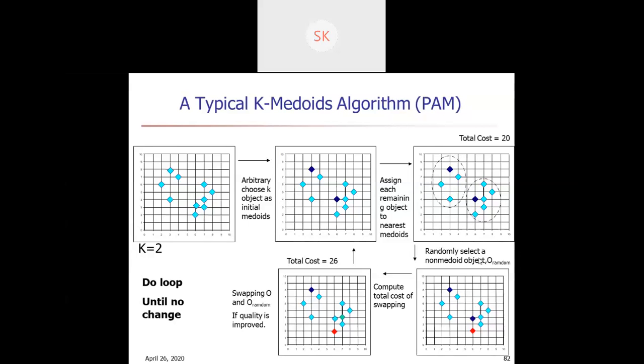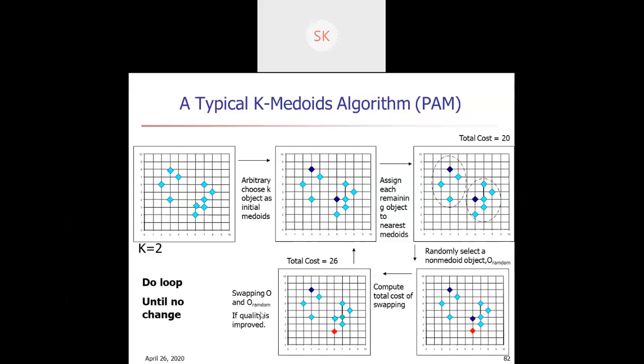Next, randomly select a non-medoid object, O random. Here this red point reflects O random, another medoid candidate we have taken, just for comparison with the present medoid with respect to the density of the cluster, and compute the total cost of swapping. We observe that the total cost will be 26 for swapping this as a medoid. The cost of 20 was good as compared to the cost of 26. Cost is some measure of density.